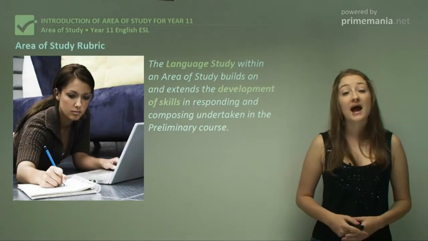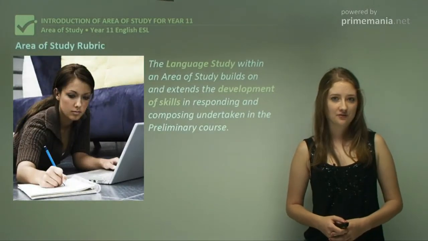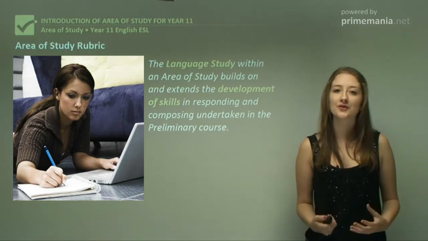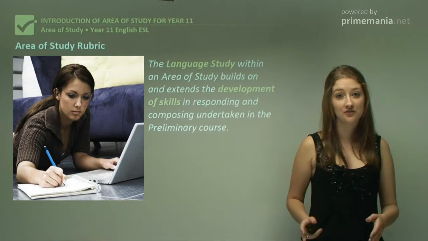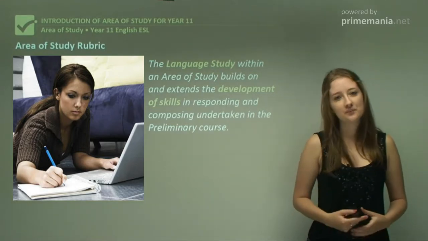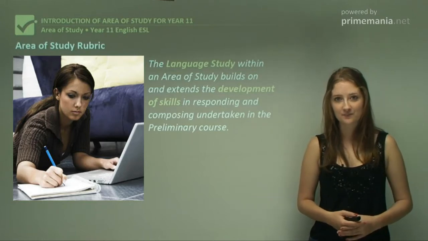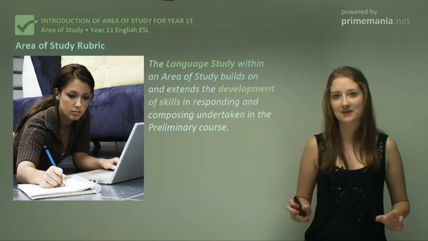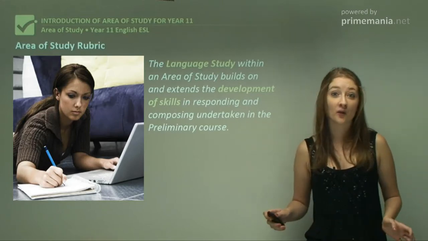So, we're now going to take a look at the Area of Study rubric. The Area of Study rubric is basically what the Board of Studies writes out to all of their students, outlining exactly what you need to know in order to complete your area of study successfully. Now, the rubric is often the absolutely most daunting thing at the beginning of your topic. It's full of long words.